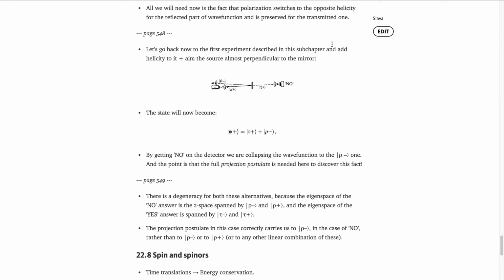But in this case, we're not measuring it along the other axis, right? So we're just measuring along one axis ideally, and that's it.